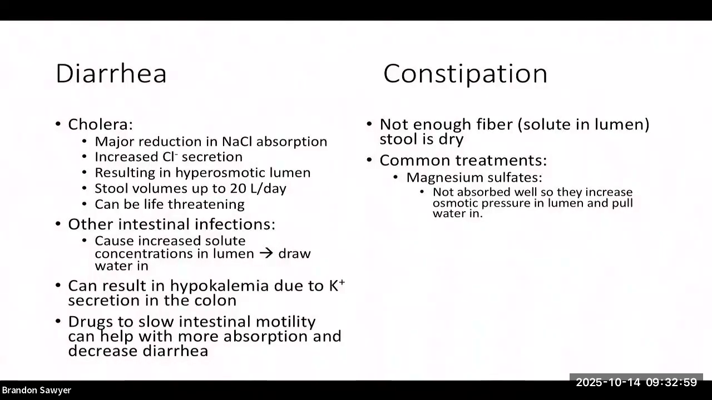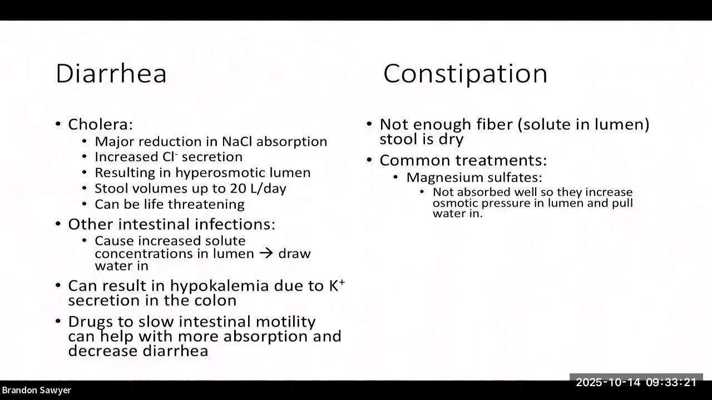Okay. So the basic idea behind both of these is that it's all about osmotic pressure. When you start thinking about the way the looseness of our stool works, it's all about how much water is in the stool, right? And that's all about osmotic pressure in the GI tract.